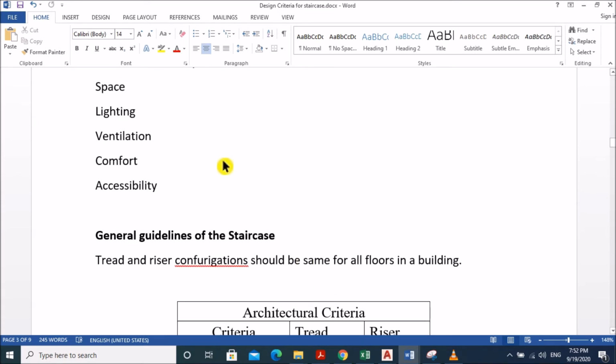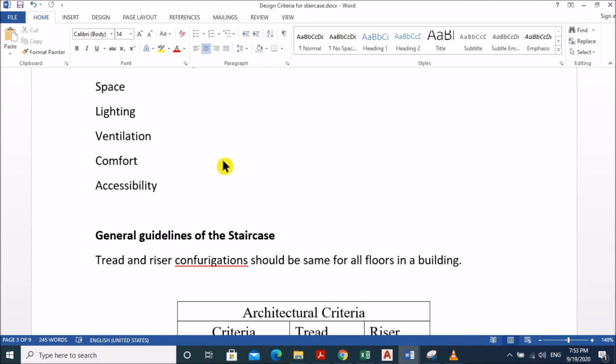Lighting and ventilation are the most important parameters, because people often travel on staircases at night or day, so lighting and ventilation should be well provided. The comfort should be there as well, and accessibility. The location of the staircase should be accessible. Generally people locate the staircase at the entrance of the floors. If we put it in the corner, it looks awkward and uncomfortable to use, right? So accessibility is another important parameter.